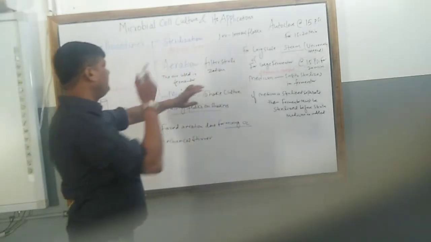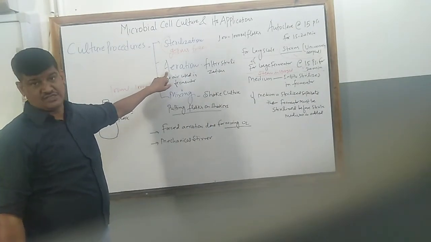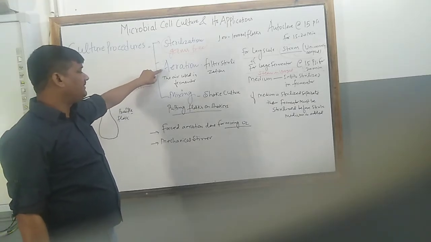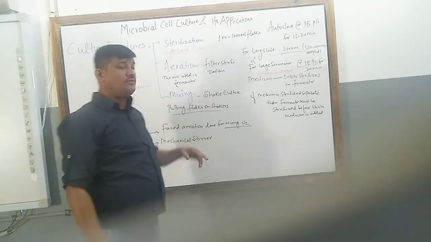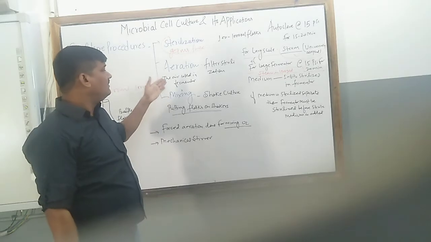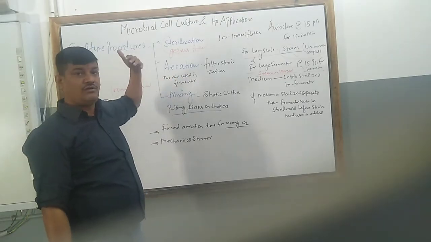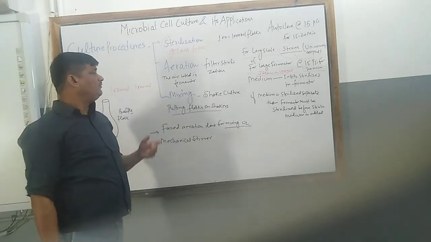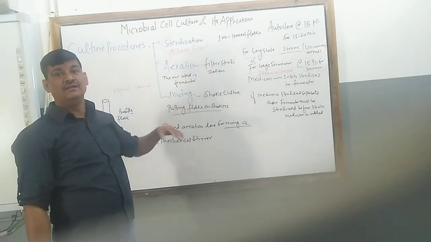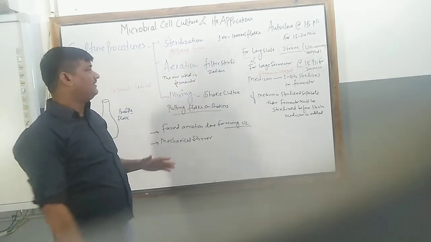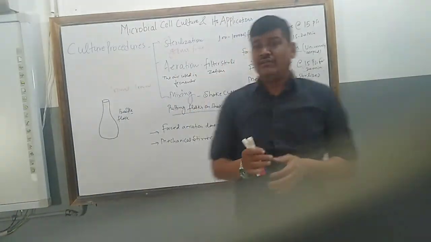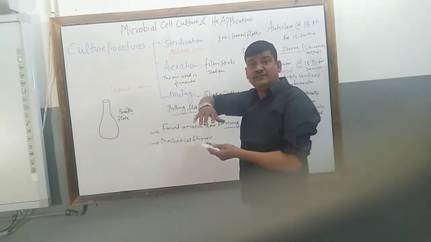Now, the second part is aeration. Actually this culture procedure requires three phases: sterilization, aeration and mixing. Air is also required for the culture of the microorganism. So how are we doing the aeration? The air used in the fermenter is filtered by the filter sterilization technique. What is the role of this air? This air, that is oxygen, is sparged.